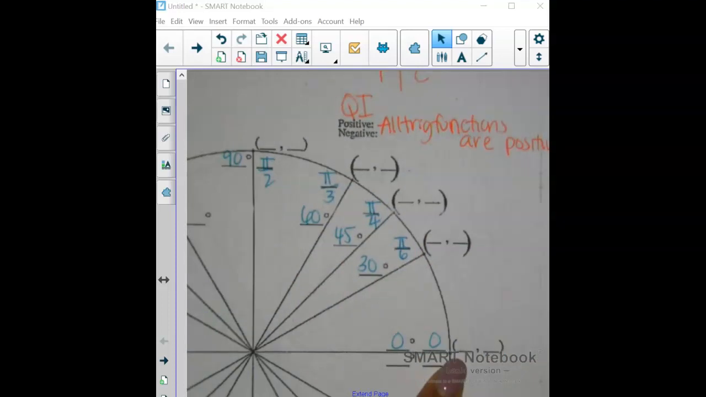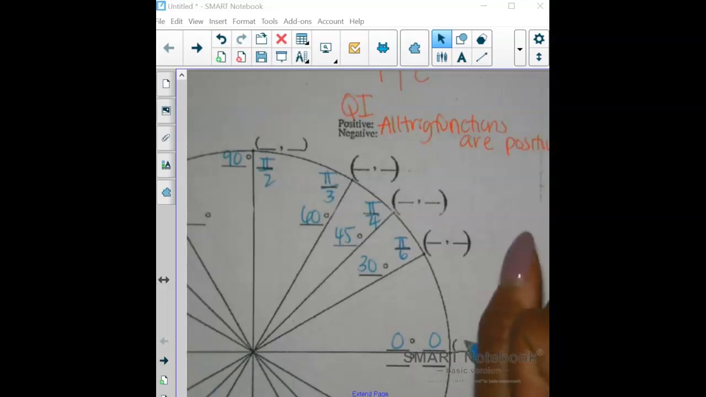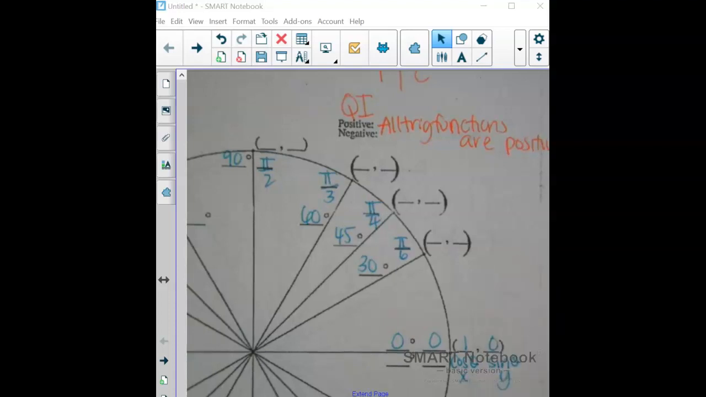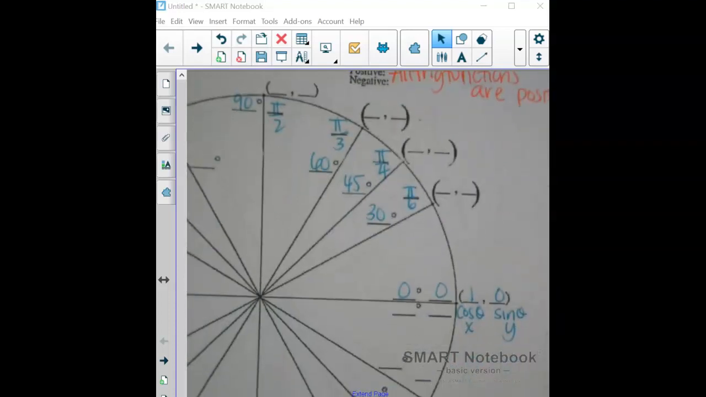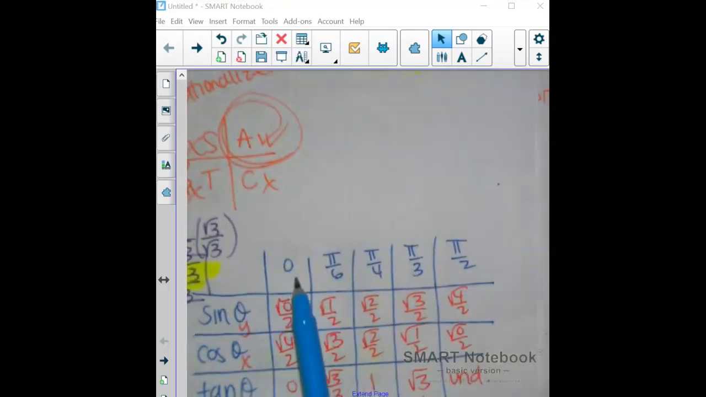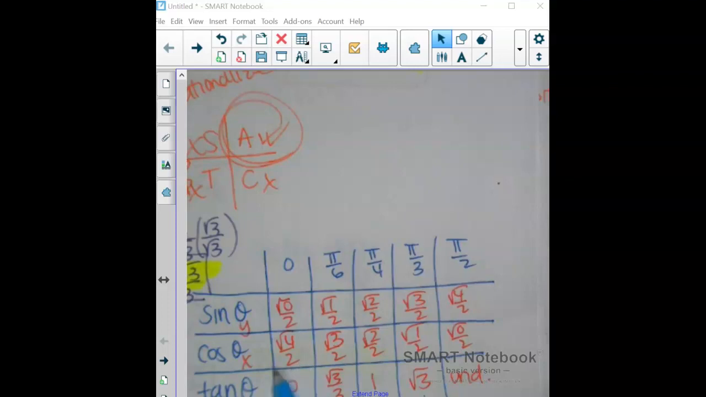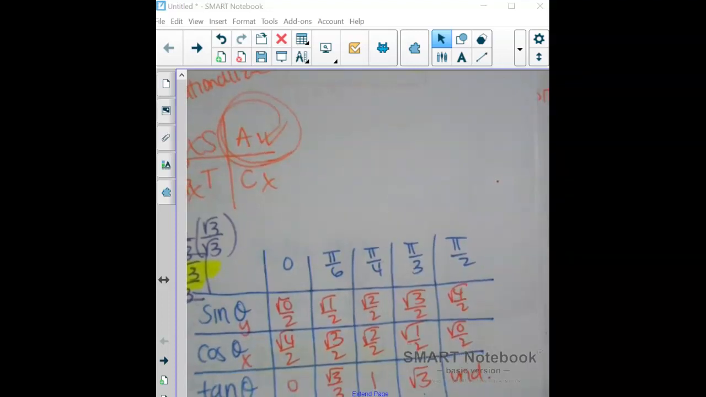So in this first quadrant, at 0 degrees, 0 radians, we're going to put 1, 0. This is your cosine of theta. This is your sine theta. This is your x. This is your y. We wrote that right here. Square root of 0 over 2 is just 0. Square root of 4 over 2 is just 1. We've already done that. This is your y. This is your x.